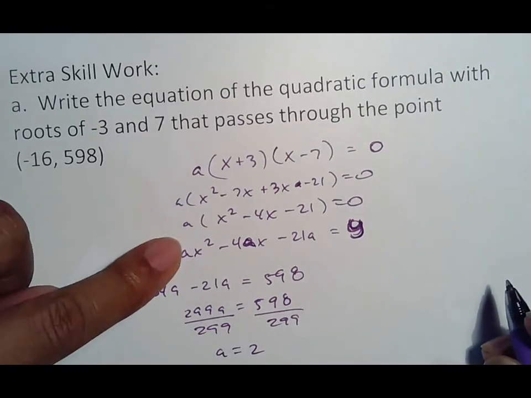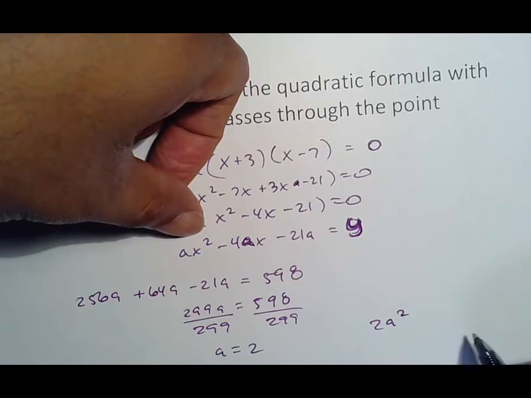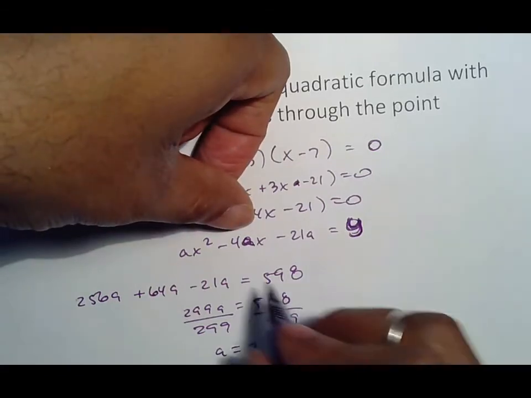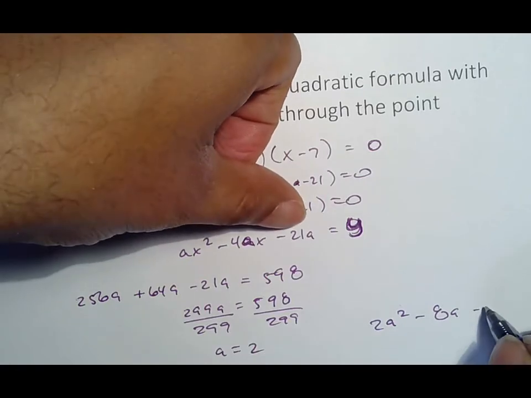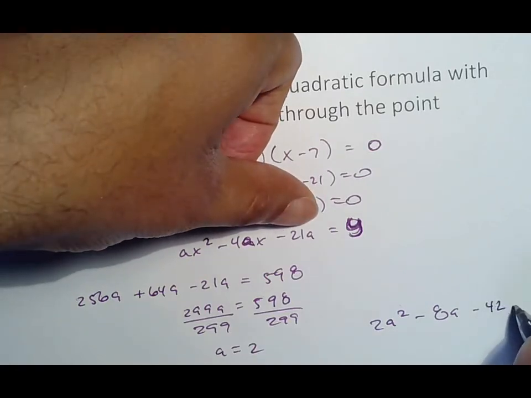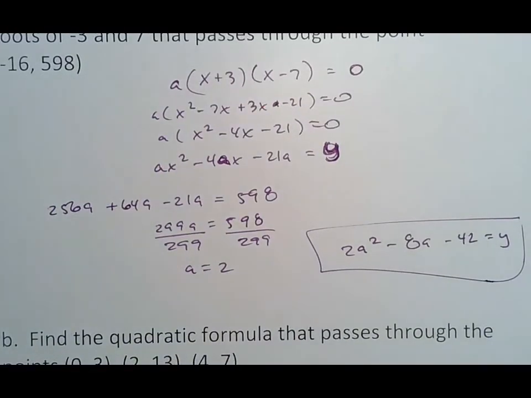And so in the end your formula is 2a squared minus 4 times 2 would be 8a minus 21 times 2 would be 42 equals y, or something like that along those lines. Yes, I did it. I put it there in front of you.